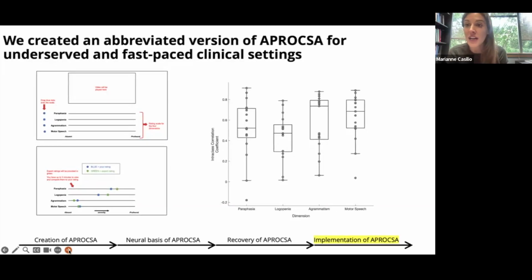This first project was actually our most recent one. It was led by an undergraduate named Cheryl Chong at University of Queensland. She did this as kind of her culminating thesis. And she was interested in, could we actually further simplify APROCSA for underserved and fast-paced clinical settings? So to give an example, right, APROCSA does require upwards of 15 minutes.